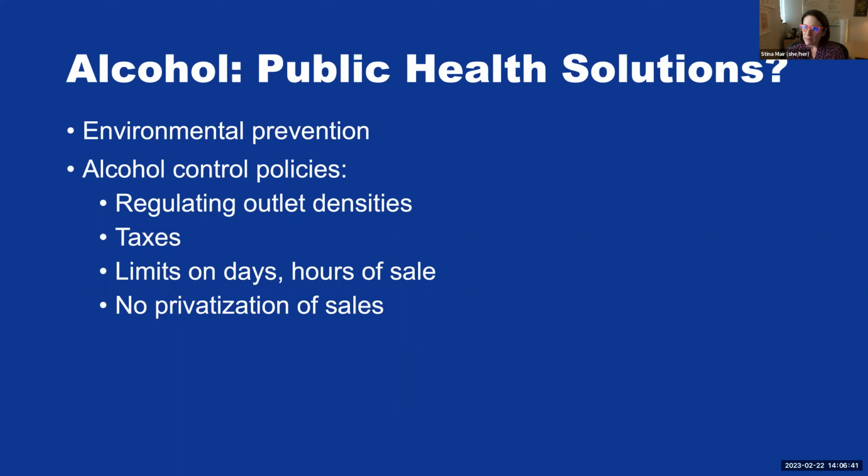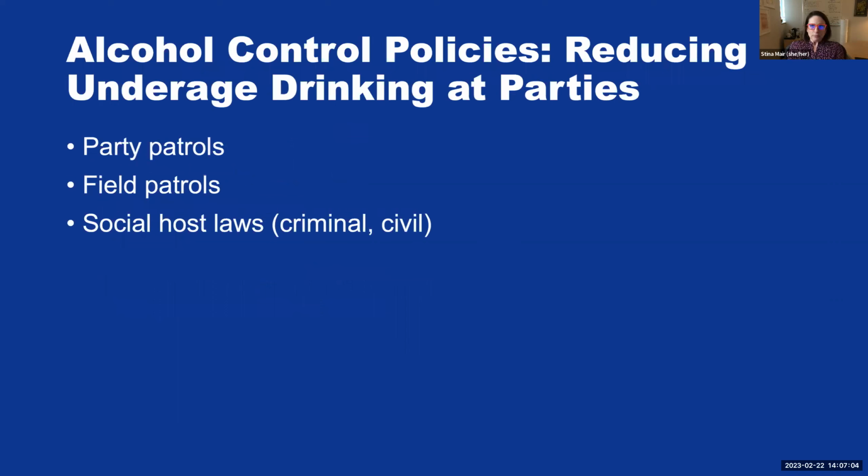So I like to think about environmental prevention, right? Which is how can we change the structures and contexts of our lives to prevent these harms. Some of the other alcohol control policies that there's pretty good evidence for are things like increasing taxes, regulating the density of alcohol outlets, limits on days or hours of sale, and as I already mentioned, no privatization of sales. And then a little bit more specific.